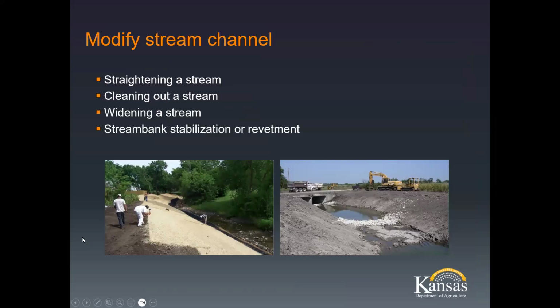Modifying a stream channel. What we mean by modifying a stream channel is if you're going to straighten a stream, if you're going to clean out a stream, so you're going to remove some accumulated sediment or make sure that the bank is all cleared of stones or something like that. If you're going to widen a stream, especially maybe upstream or downstream on a culvert that's not working effectively, or if you're going to do stream bank stabilization or revetment, if you're going to put something on the banks of the river or lay that bank of that stream back a little bit so that it doesn't erode as fast, that's going to require a permit from our office.